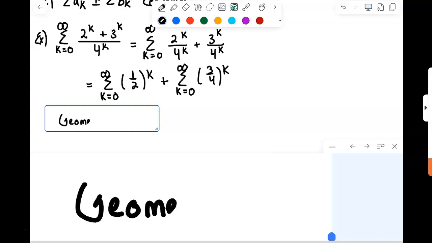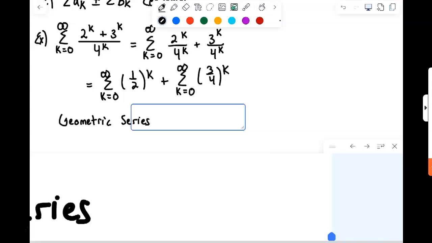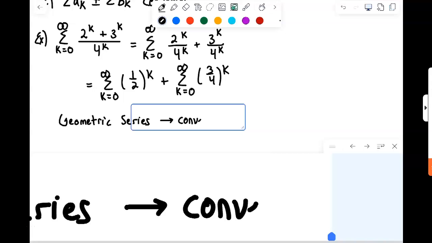So for both of those, we know that they're geometric series, so we know that they're going to converge, and so the whole thing is going to converge because of geometric series. That's it for the convergence problem. But in this particular problem, we can actually go just a little bit further. Because these are geometric series, we can talk about what they converge to.